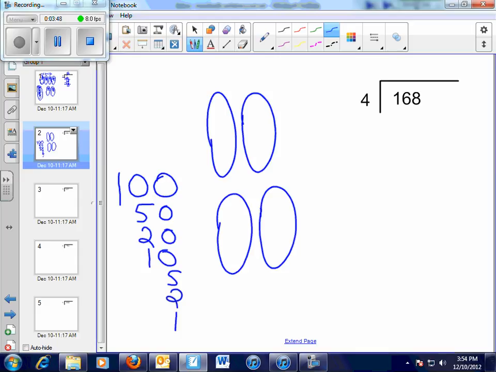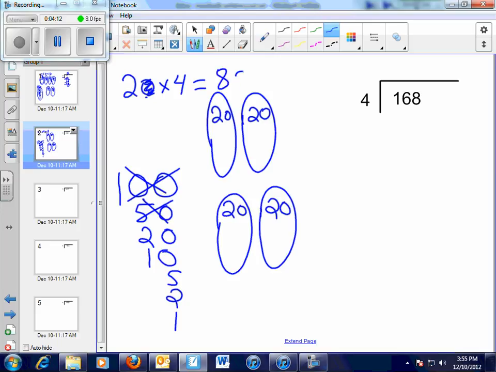So 168 divided by 4, we can't put 100 in each group. We can't even put 50, as that would be 200. We can, however, put 20 in each group. So I'll go ahead and do that. And 20 times 4, we teach the students for multiples of 10 to cover the 0. So it'd be 20 times 4, and this they should be able to do in their head. They cover up the 0, and it's 2 times 4, which is 8. And then they bring that 0 back. So that's 80. And when we subtract, we get 88. 16 minus 8 is 8.